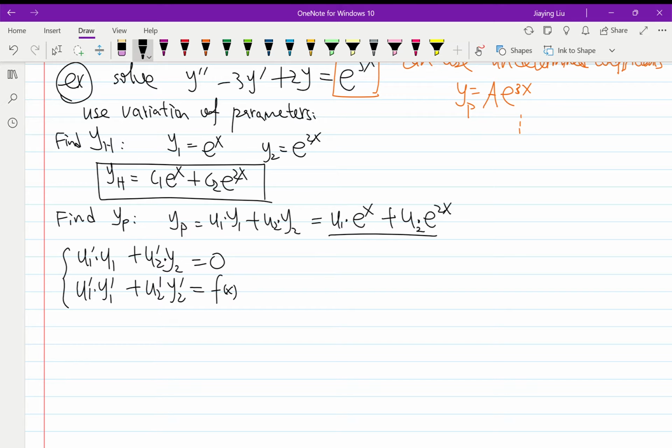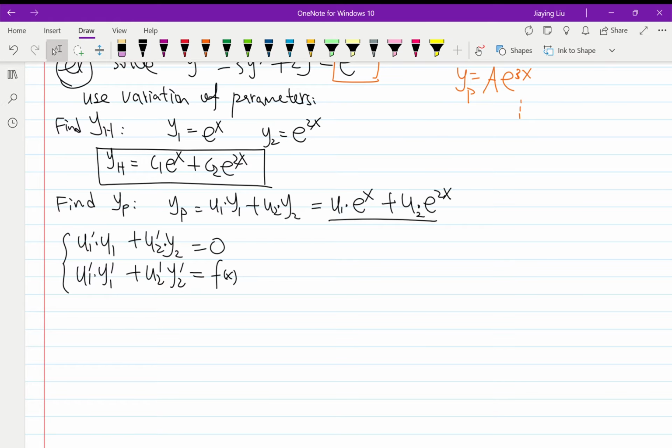So now I'm going to plug in y1, y2, y1 prime, y2 prime, and f of x. So I have u1 prime times y1, which is e to the x, plus u2 prime times y2, e to the 2x, must equal 0.